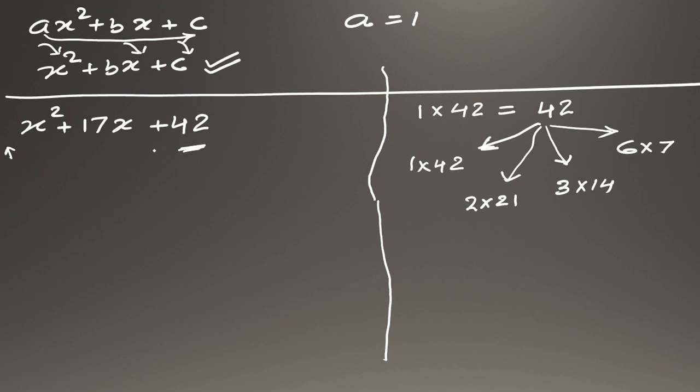Okay, now you see, after writing all these factors, what you will do is see whether this constant term is positive or negative. So what you see here, this constant term 42 is positive. Yes, it is written here plus, so this is positive. So what we will do here, we will choose that pair of factors from these pairs in which the addition of the numbers is the middle term. Okay, and this method is also called splitting the middle term.